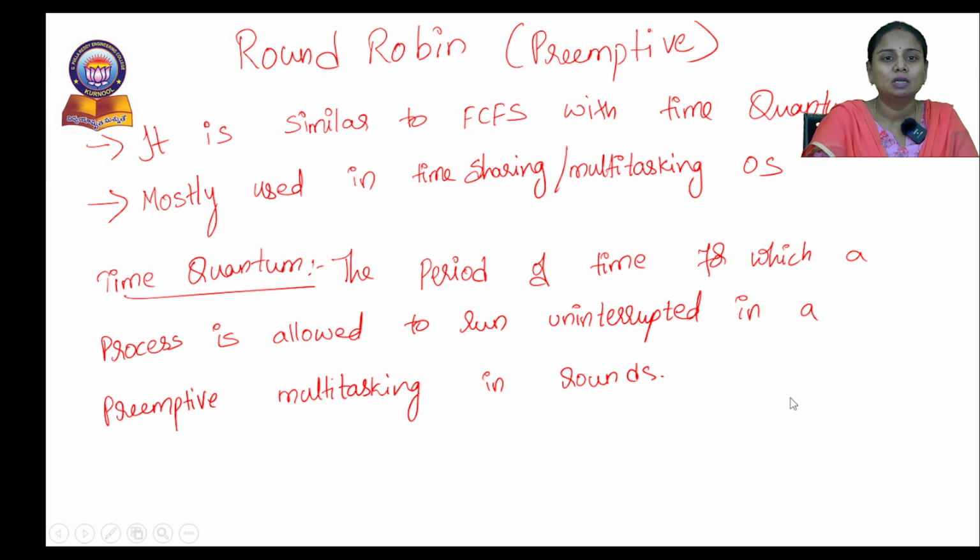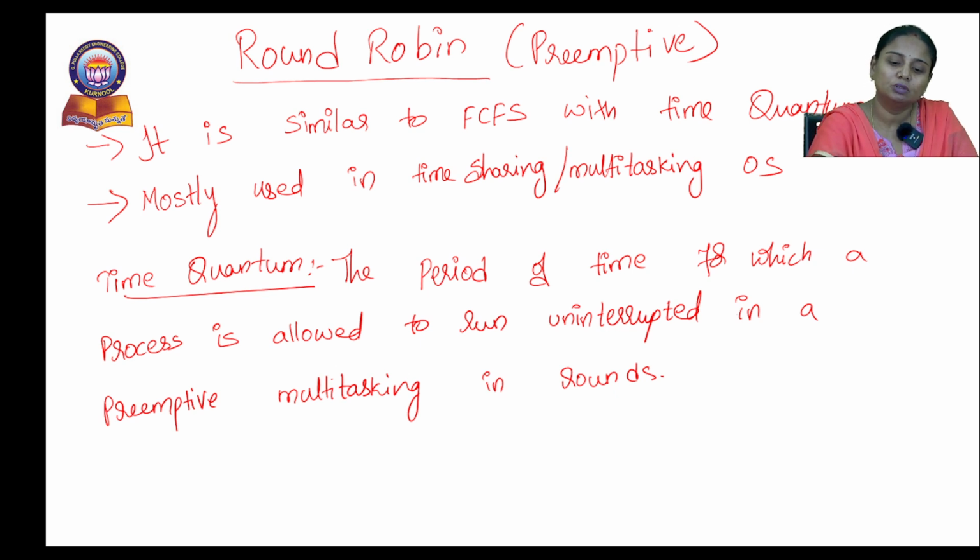Hello everyone. Today we are going to be discussing the CPU scheduling algorithm. In the previous class we already discussed the purpose of CPU scheduling algorithms and their types. Today's class we are going to discuss the round robin CPU scheduling algorithm. In the previous class we covered that CPU scheduling algorithms are of two types, preemptive and non-preemptive.